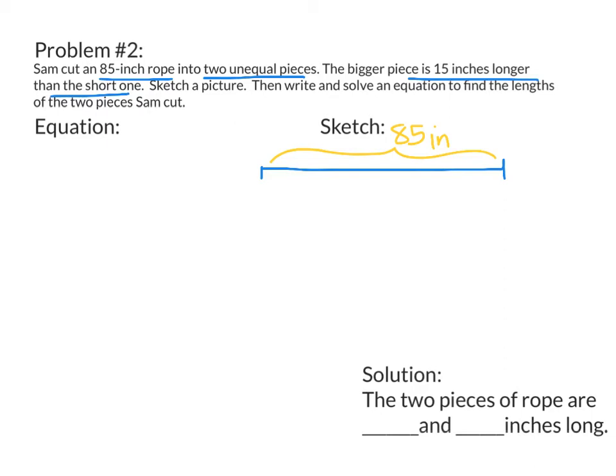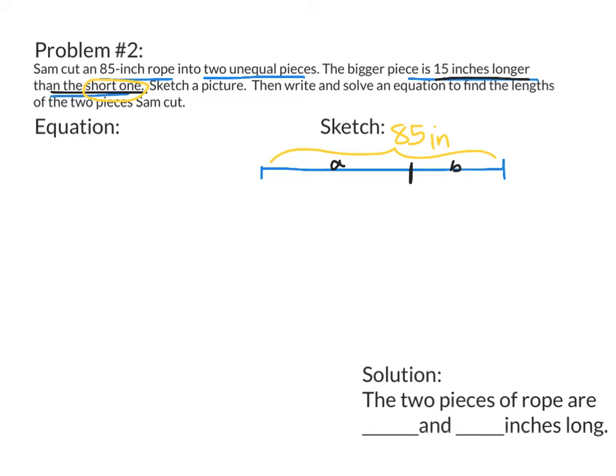Now, he cut it into 2 pieces, and one's bigger than the other one. We don't really know yet how those are related, but let's pretend we cut that rope into, maybe we'll call them piece A and piece B, just so we have something to reference here. It says the bigger piece is 15 inches longer than the short one. Well, it seems like it's based off of whatever our short one is. If we knew our short one, we could figure out our long one, right?